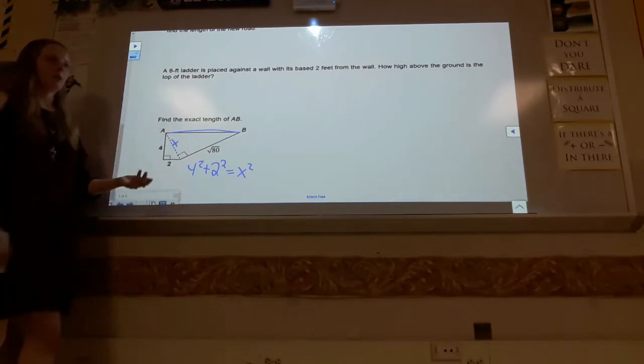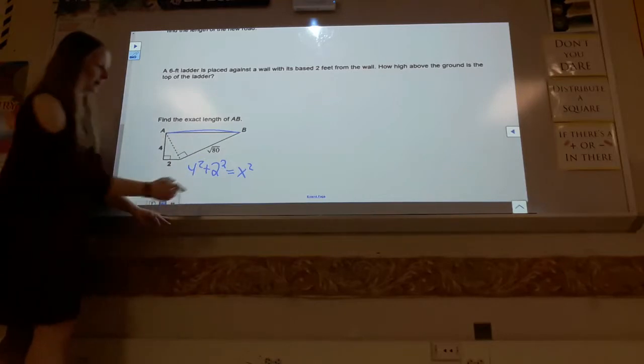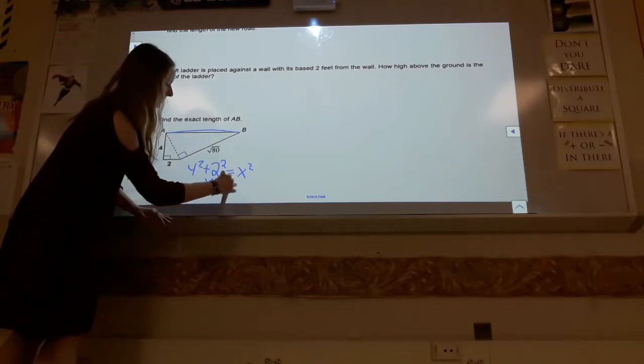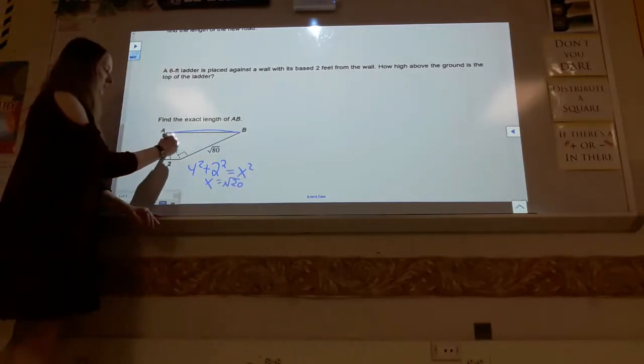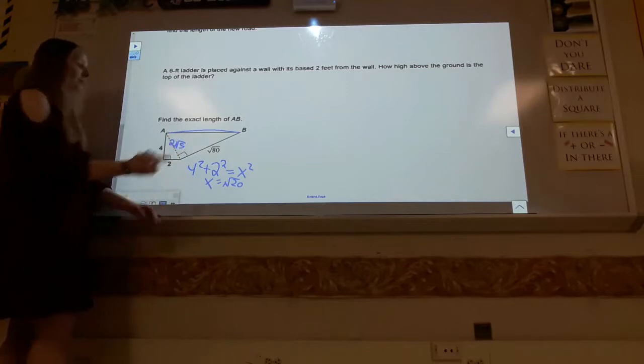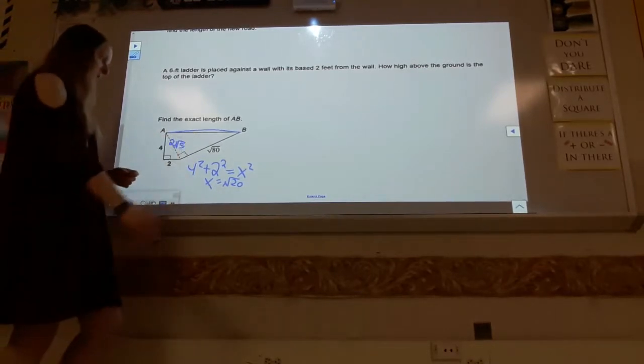Obviously you don't want to write the square root of 20 because it's not simplified. But if you were to simplify the square root of 20, which you would get as a result from this, what would that be simplified? 2 square root 5, right? So now you do have that side that you needed to finish the Pythagorean theorem for the bigger triangle.